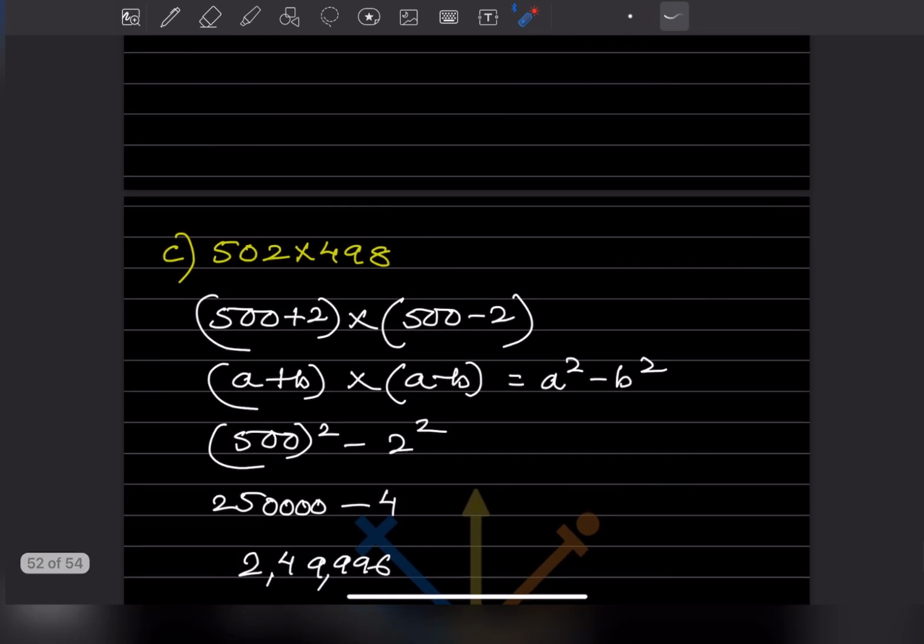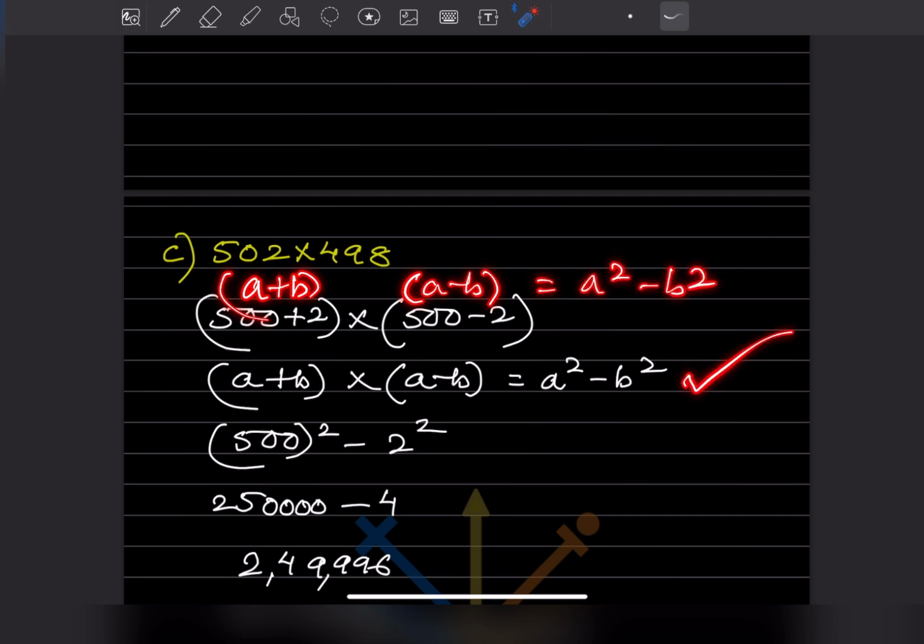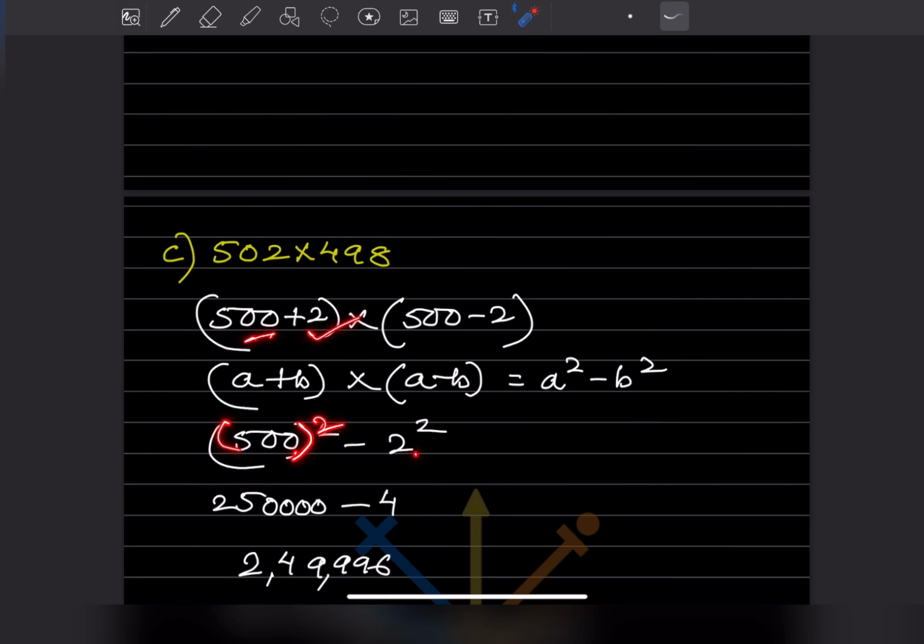Now look at this one. We have to use the identity. So what will you do here? We can write this one as 500 plus 2, and this one as 500 minus 2. Why? Because this will be a and this will be b. Both the numbers are the same. So this is a plus b and this is a minus b, that is going to be a square minus b square. This is the identity. So a means there will be 500 square, and b is 2 square.